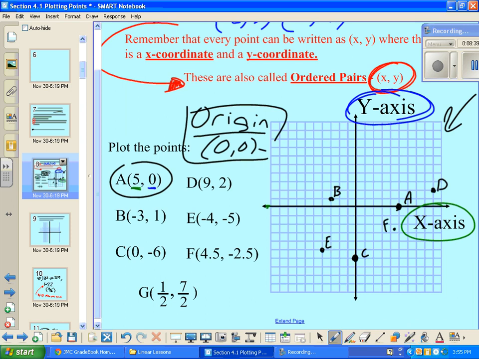It should actually be in the middle of lines there, right in the middle of the square, because I went 4.5 and then down 2.5. So I end up not being right on a line there, but that's okay.